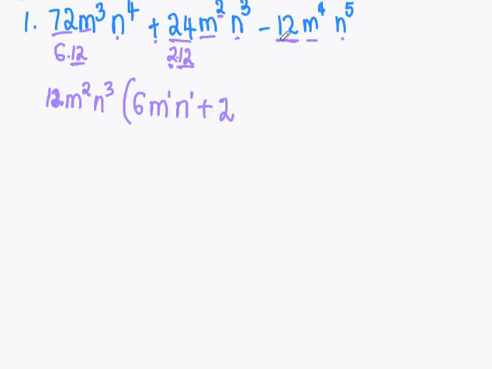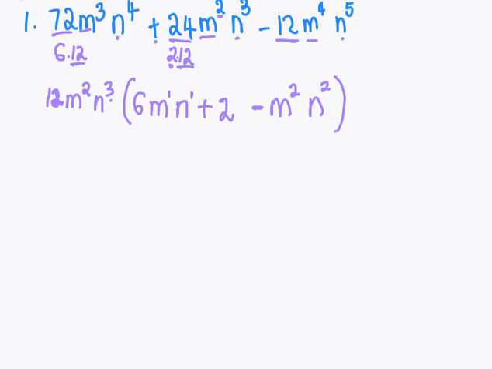Now you move on to the next one. The number 12 is common there. 12 divided by 12 is 1, so we don't have to write anything. We just keep the minus. Then we move to the m. It's m to the power 4, which means there are 4 m's in there. We take 2 of them out, we are left with 2. And similarly with n, there are 5 of them. We took 3 out, we are left with 2. That's how you factorize that.